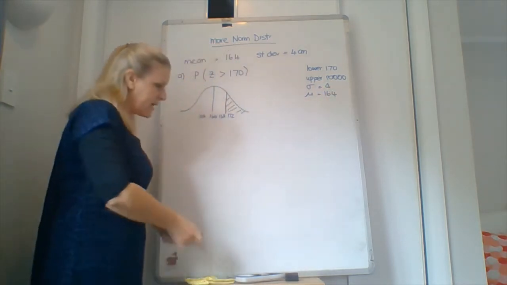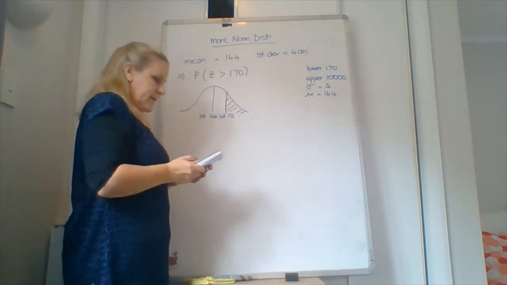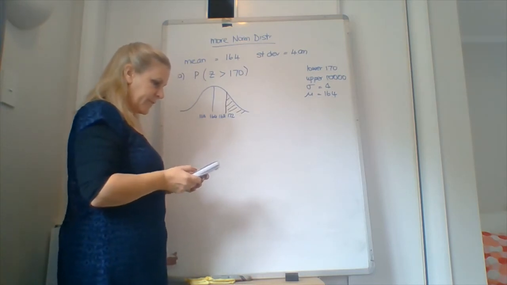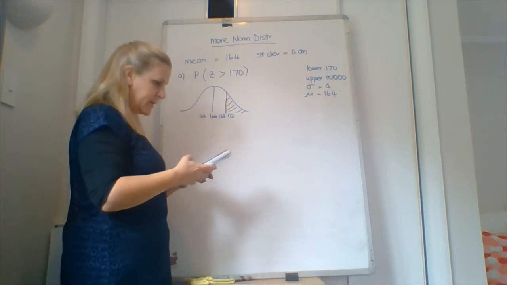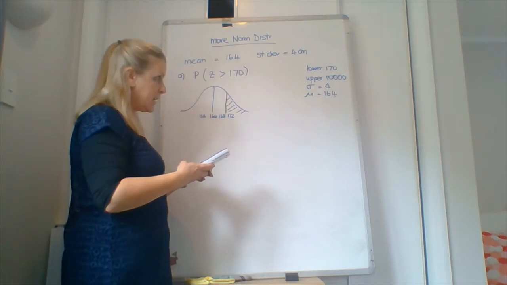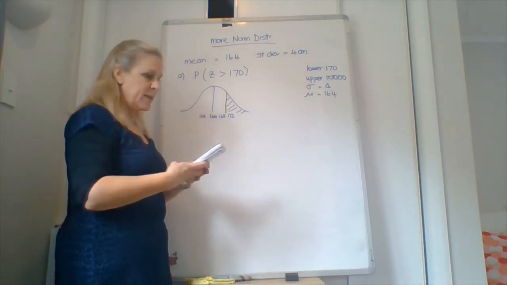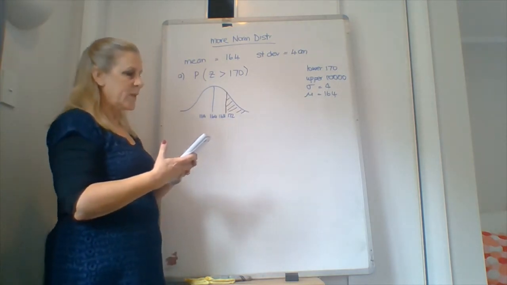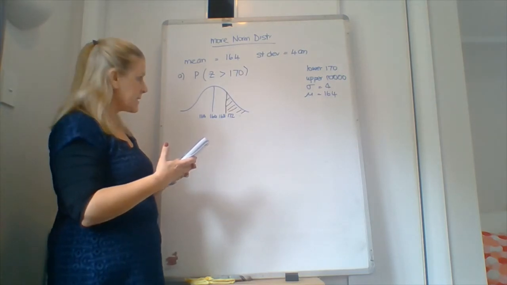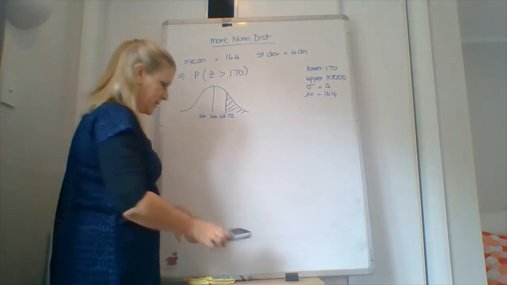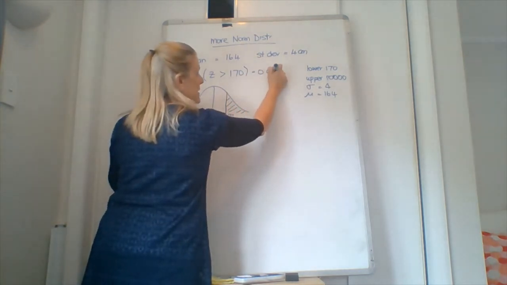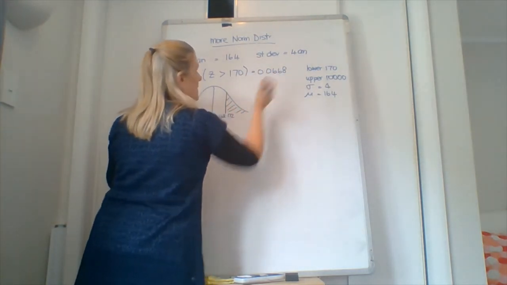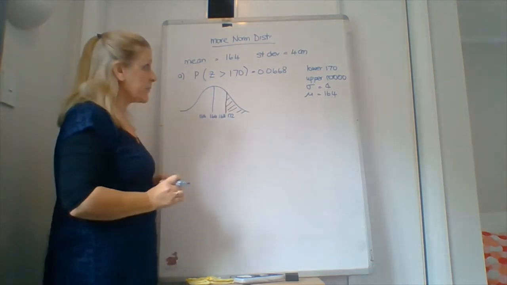We put it into our calculator. Lower 170, upper 10,000, 4 and 164, and push twice to get 0.0668. That's the probability.